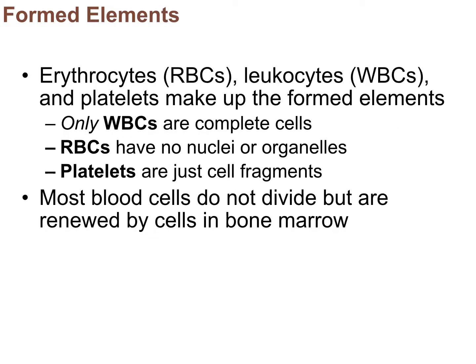Now, when we look at the different types of blood cells, you have the erythrocytes, the red blood cells, which are not complete cells because they don't have any nuclei or organelles. We have white blood cells, which are complete cells, and there are 5 different classifications of white blood cells we'll go through. And then platelets, which are actually not complete cells either because they're fragments of this larger cell called a megakaryocyte.